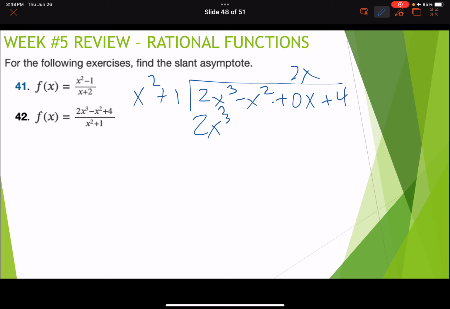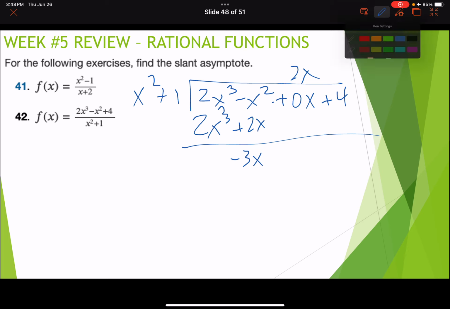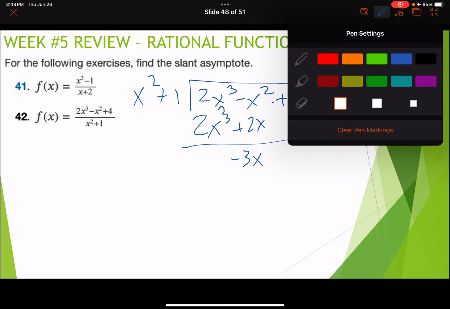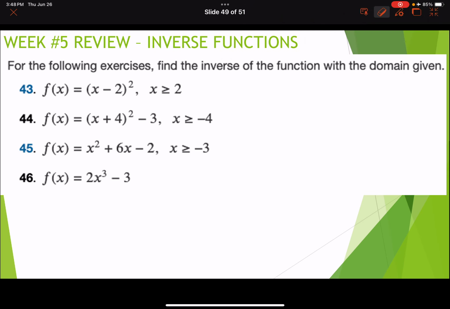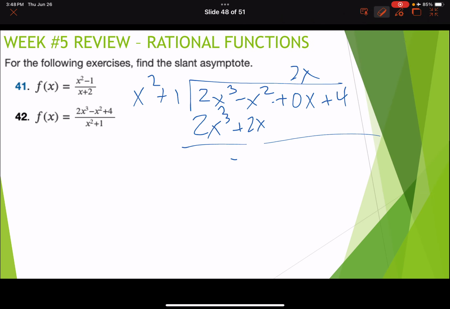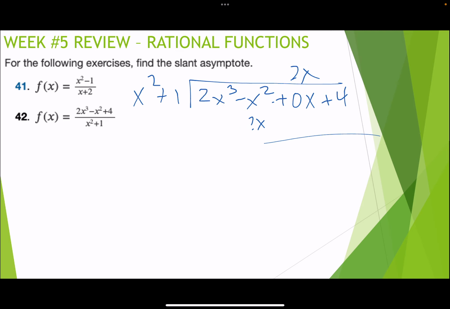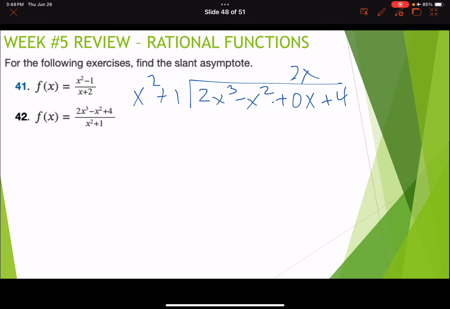And so 2x times x squared is 2x cubed. And then plus 2x. Do that subtraction, we get negative 3x. Whoa. That is not aligned right. Back this up. Okay. So 2x times that is 2x cubed. There is no x squared, so we really need another one here too. So let's make sure we have all the pieces in there.